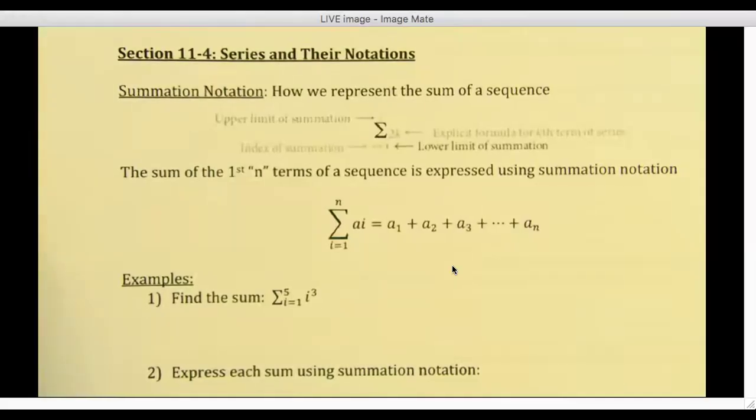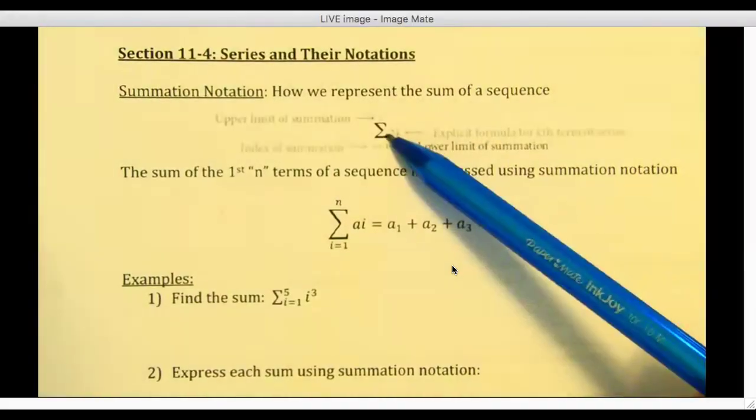Great. This is section 4 of chapter 11, and this is the last section in this chapter and the last section in this class. So in this section, we are looking at sequences and series still, but now what we're going to do is find their sums. So adding up all the terms of a sequence or series.